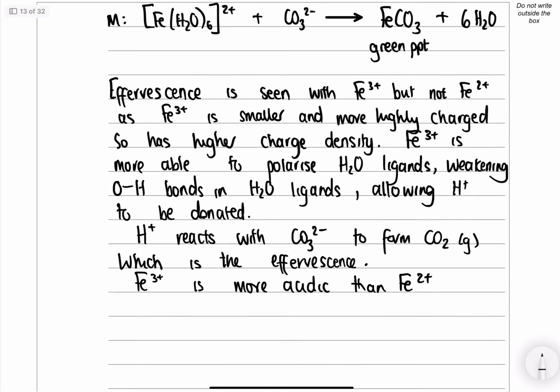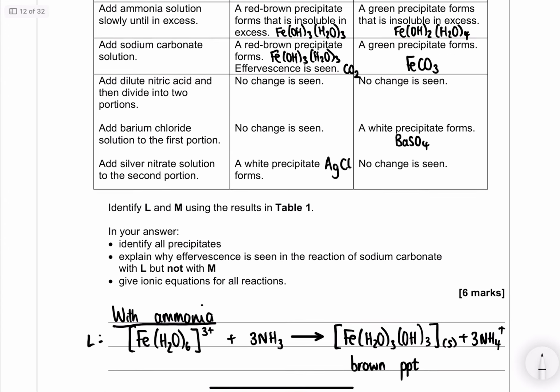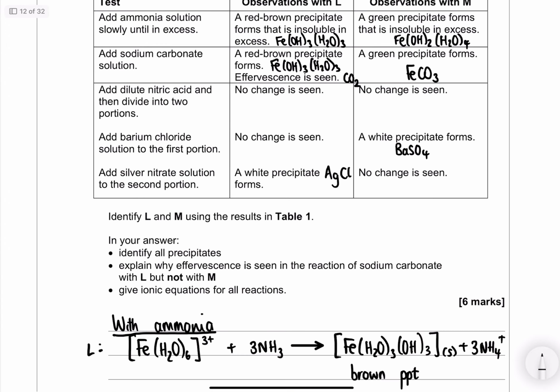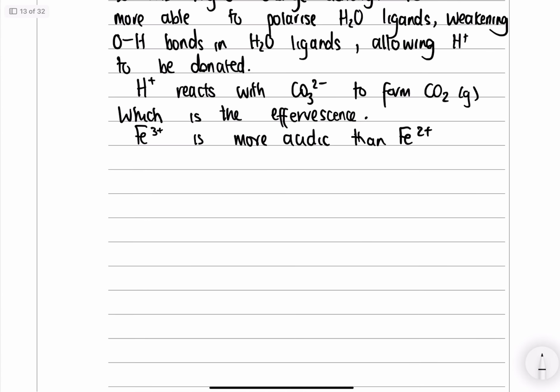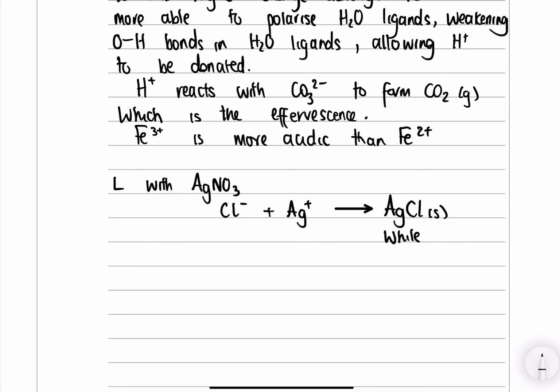Our last little bit is about why we got a white precipitate for L with silver nitrate. And so that was a Cl minus plus an Ag plus gives AgCl solid. So this was a white precipitate.